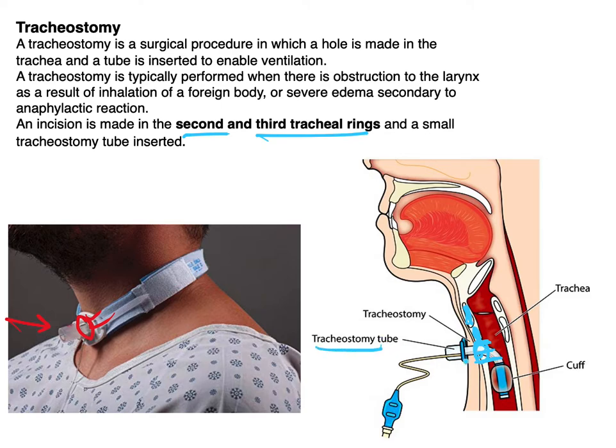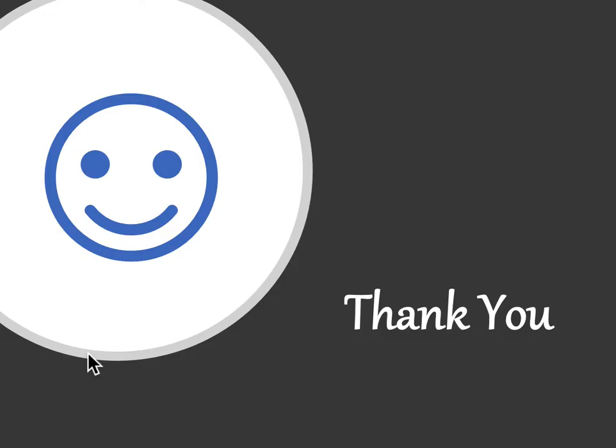Tracheostomy is a tube inserted anteriorly into the trachea if there is an obstruction here in the neck. So the patient can breathe either permanently or temporarily. So this is about the trachea, and I hope you find value in it. Thank you.